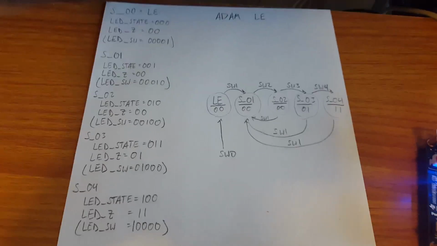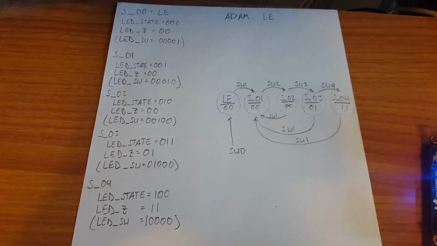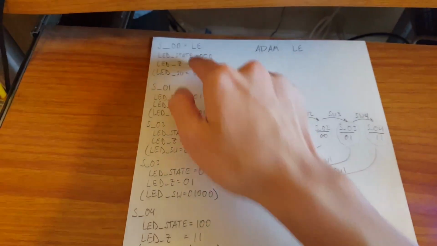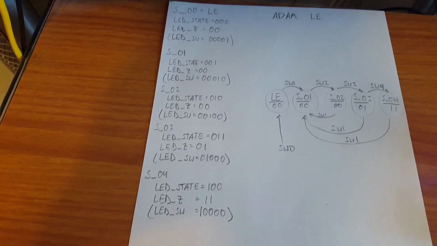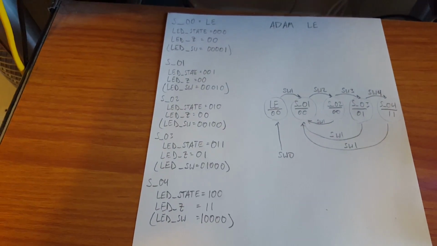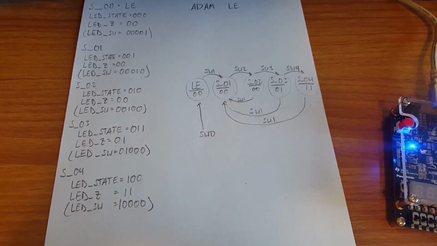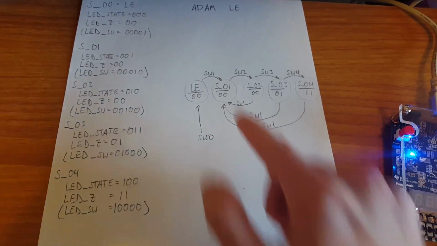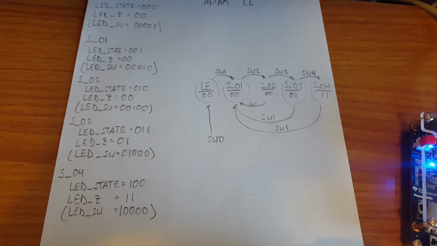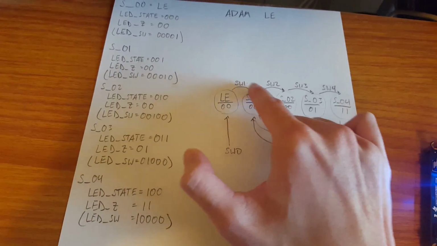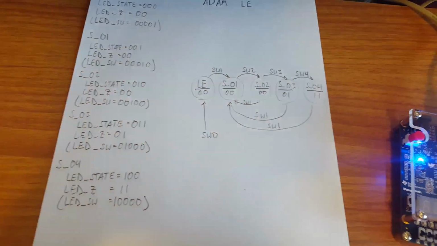My name is Adam Lee, and this is the demonstration video for Lab 3. As we can see to the left here, we have a legend of the states as well as the corresponding LED outputs. To the right here, we have the state diagram as well as the transitions between each state. To begin the testing, we will try the progressive transitions between each state.